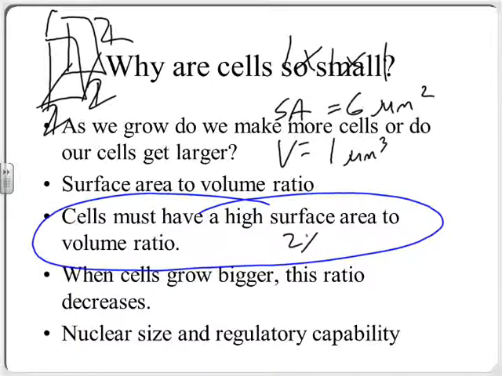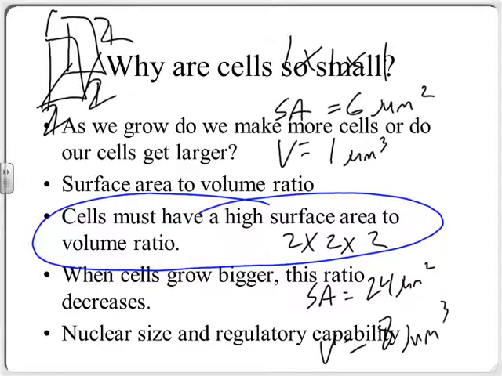In a 2 by 2 by 2 cell, the surface area would be what? It'd be 2 times 2, 4, times 6 sides. Each side has an area of 4. There's 6 sides, so 24 square micrometers. The volume, on the other hand, is going to be what? 2 times 2 times 2. Length times width times height. It's going to be 8 micrometers cubed. Which means the surface area to volume ratio is what?